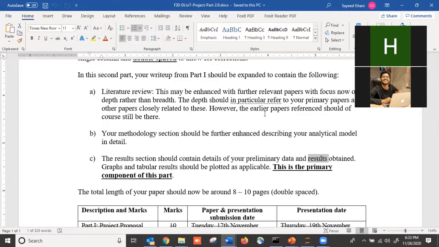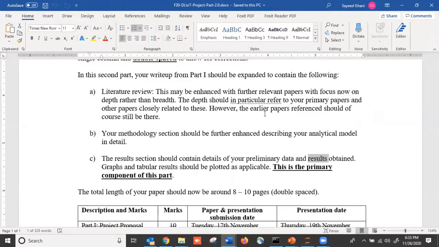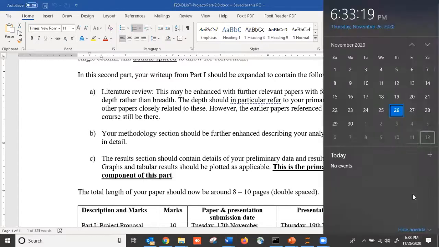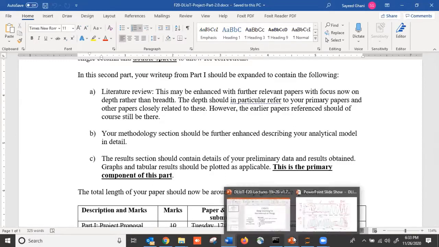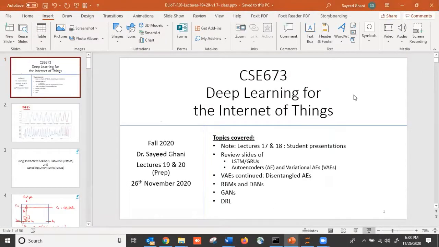I have to submit the results by about the middle of January. So I will need your final papers maybe the week of somewhere over here, which is maybe just before the 15th or so. Okay, the week of the 14th, let's say. Okay, so that was a little bit about the homework assignment and the projects. Now let's get back to our class for today.